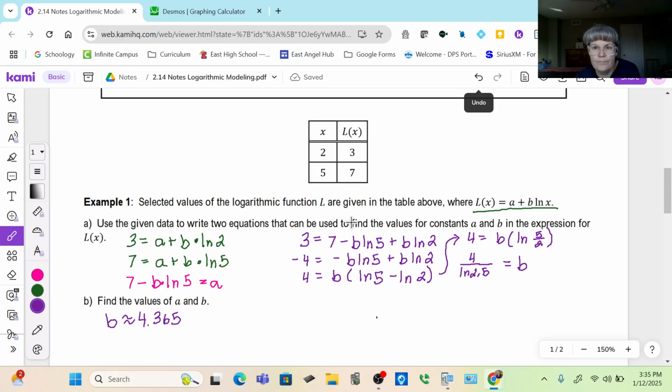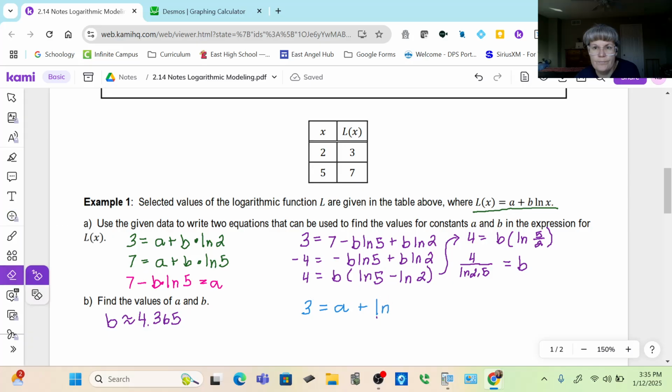Now to find a, I just need to substitute the value for b into my equation. And I'm going to use the exact form because we should always use exact forms when finding anything and round at the very end. I'm going to go ahead and use the first equation. So we'll have 3 equals a plus, oops, b is 4 divided by the natural log of 2.5.